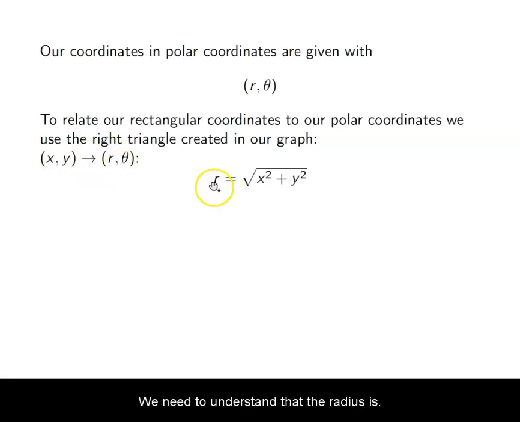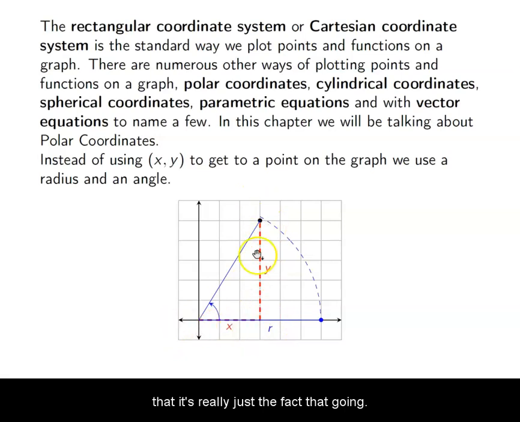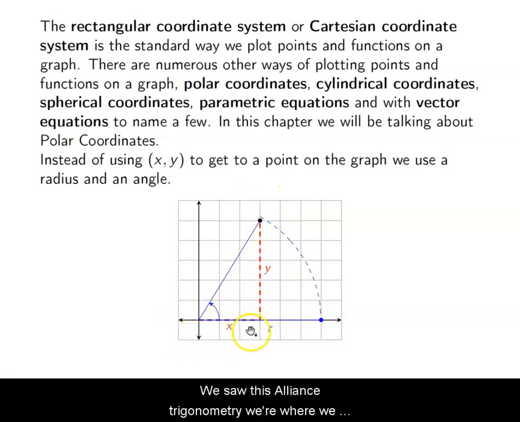We need to understand that the radius is the length between the point and the origin, right? So the distance is the square root of x squared plus y squared. And it's very easy to see that as well, because you can see that it's really just the Pythagorean theorem. We saw this a lot in trigonometry, where we need to find the hypotenuse of this right triangle, okay?